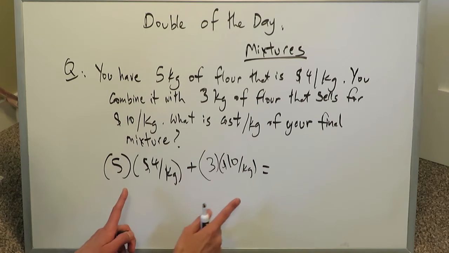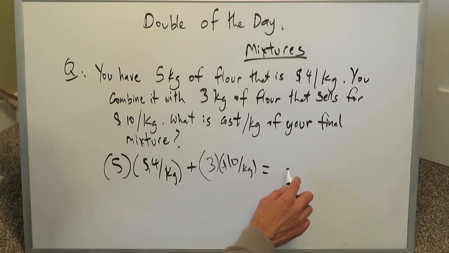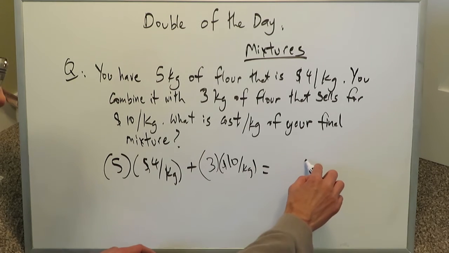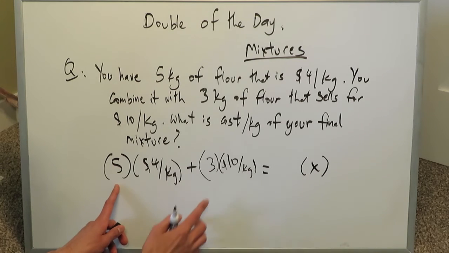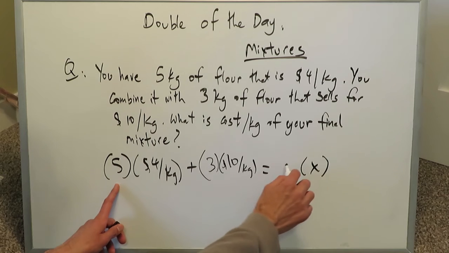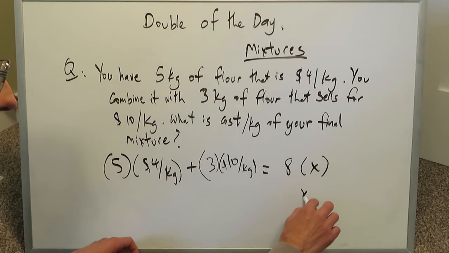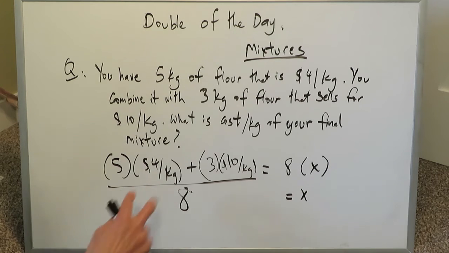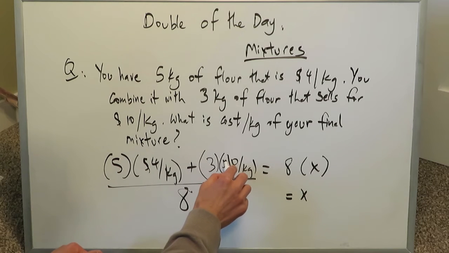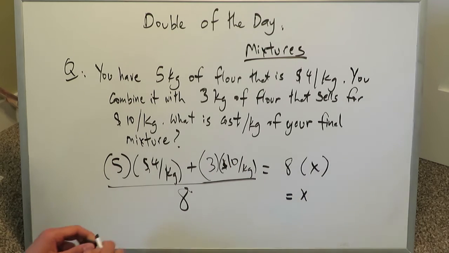What is the cost of your final mixture? Well, you're trying to determine what the rate will be for that final mixture. We'll call it an X, but you do know what the amount is. The amount is exactly the total amount. 5 plus 3 is an 8. When you take the 8 to the other side, you're essentially dividing everything by it, and what seemed to be a difficult word problem is really nothing more than a weighted average question, and you can treat it as such, and you'll find out it's quite easy.